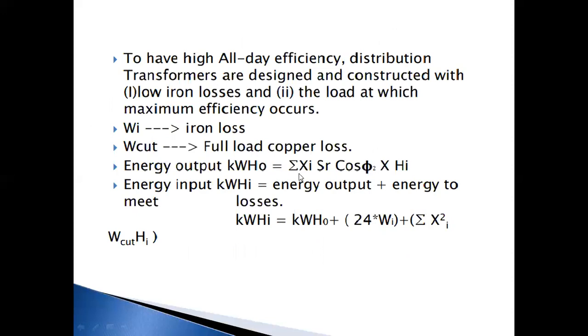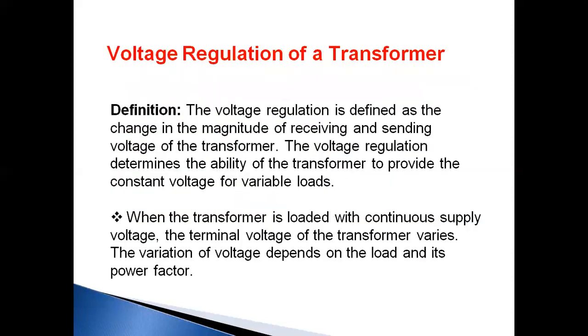So the energy output is given by summation of x I2 cos phi into Hi, where the energy output is generally in kilowatt hour, and the energy input is energy output plus energy required to meet the losses. That is kilowatt hour input is the summation of kilowatt hour output plus 24 Wi plus summation of x square Wcu Hi. This is known as the all-day efficiency.